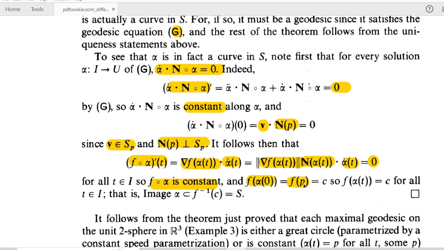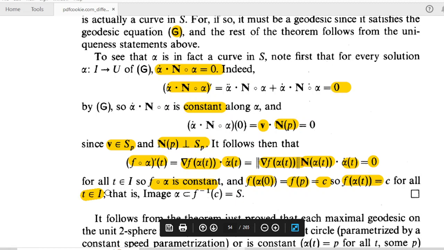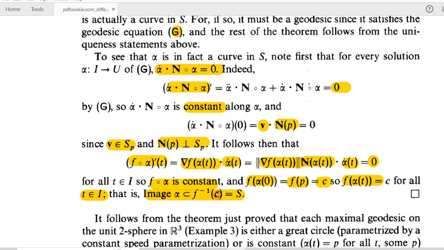Alpha of 0 is p, so f of p is equal to a constant. So we get f of alpha of t equal to c for all t belonging to I. So what do we get? f of alpha of t is c, so alpha of t lies in f inverse of c. So the image of alpha is completely contained in f inverse of c. F inverse of c is the surface. So hence our proof is complete.